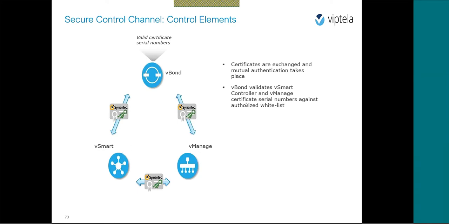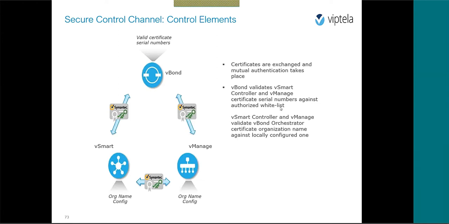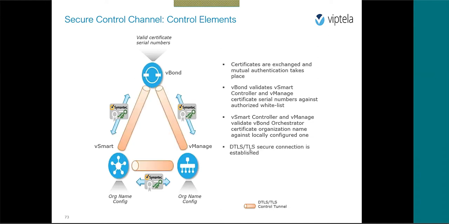So it validates certificate serial numbers against the authorized whitelist, and vSmart controller and then vManage validate vBond certificate organization name against the locally configured one. So vBond validates the chassis ID and then the associated serial number. Then vManage and then vSmart will validate only the organization name inside the certificate. So once this is completed, then DTLS and then TLS sessions get established. All the components will try to form it.